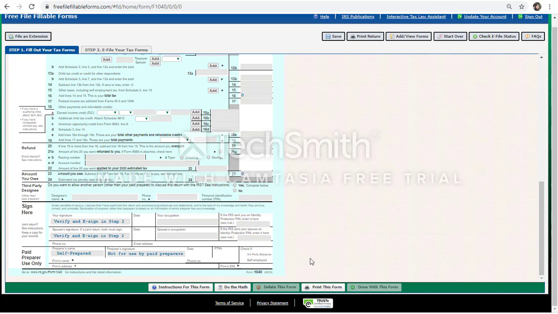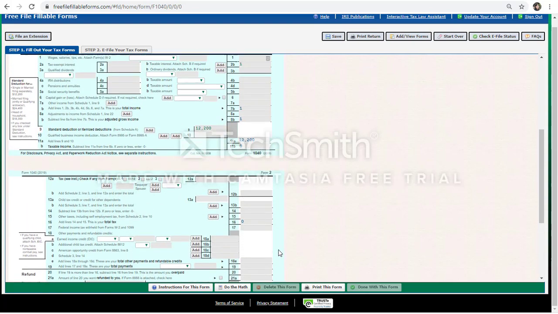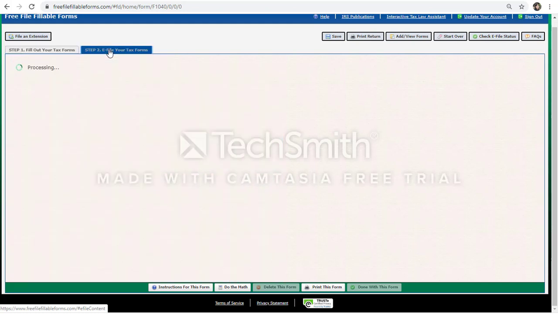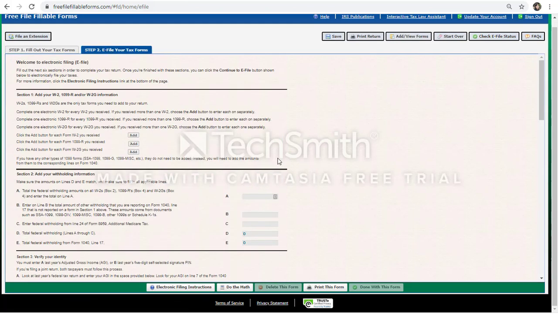So, please don't use accountants. Don't pay anybody to do your taxes if they're not filling in all of their information down here. That's a real red flag. Okay, so let's say you filled in everything, and then you can click to step 2. You file your tax returns.